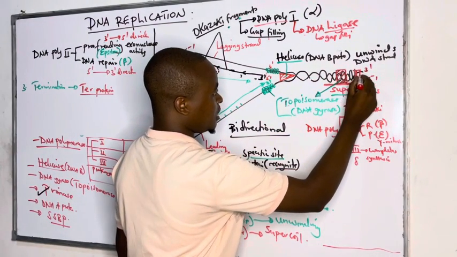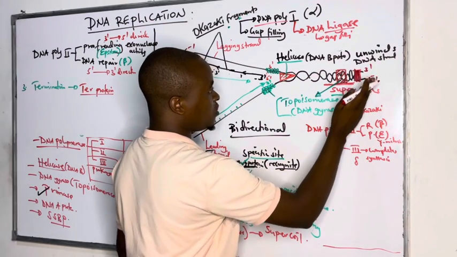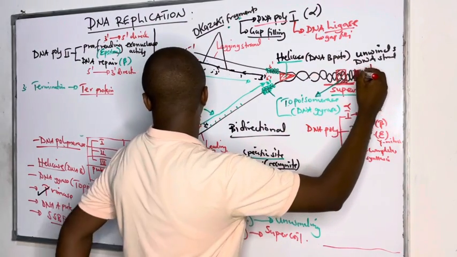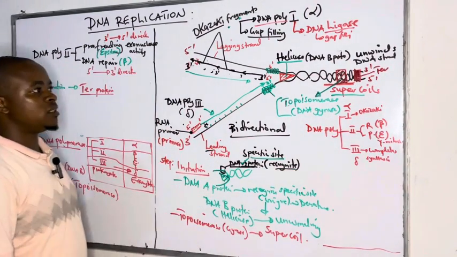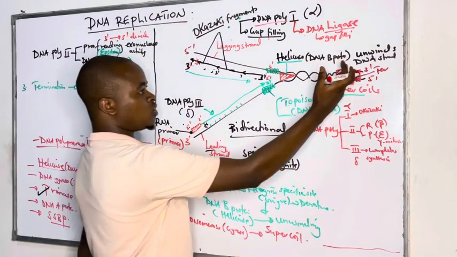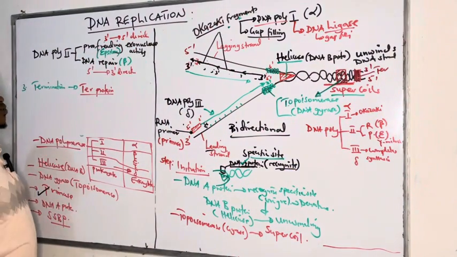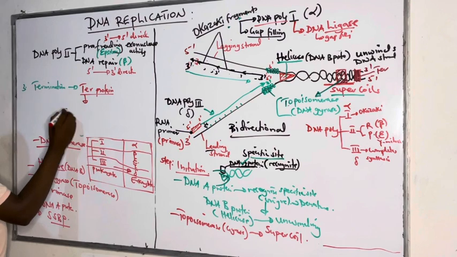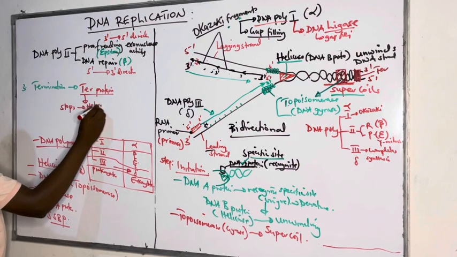Termination protein binds and stops helicase from continuing to work. So when this protein, which we call TER protein, the termination protein, binds in front of helicase, it stops it from continuing to unwind the DNA strands. When it binds, it stops helicase from continuing to unwind.